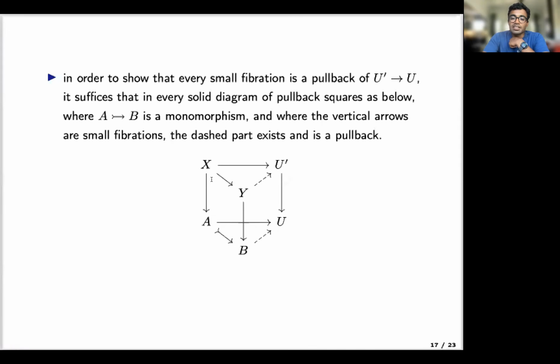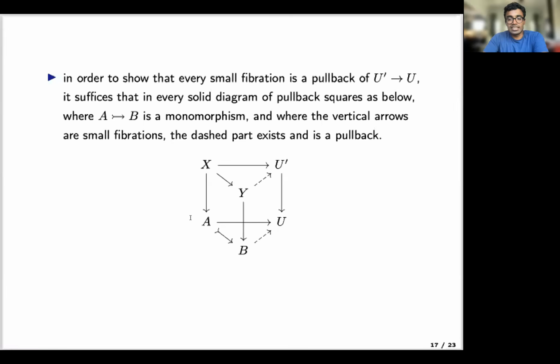And the squares are pullbacks. So the solid square at the back here and the solid square into the universe are both pullbacks, then there exist the dashed arrows making everything commute, and this is also a pullback.